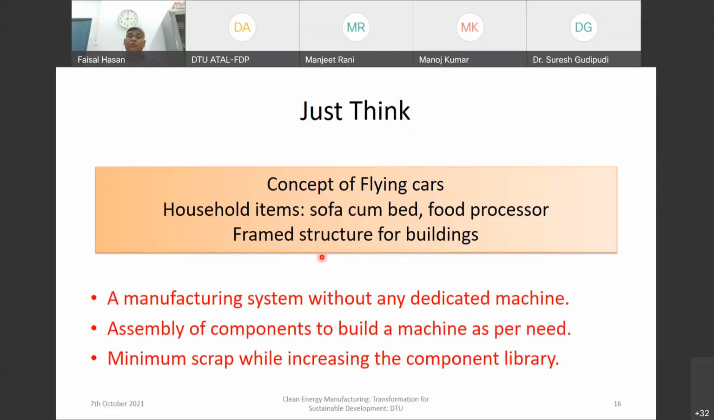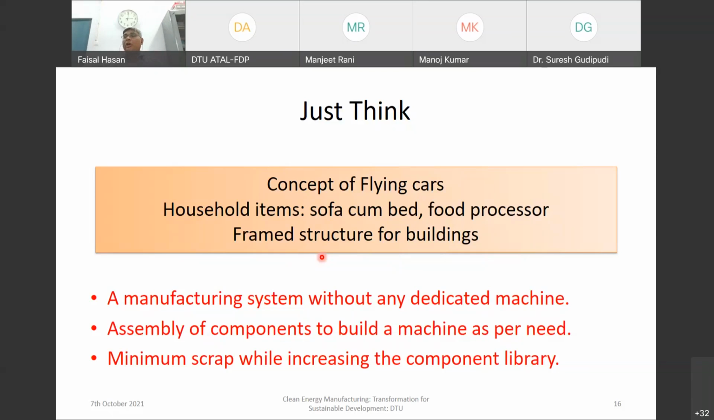Concept of flying cars, though not a very realistic concept, but we have seen this concept in movies also, and a lot of videos on social media you might have seen where a car is being converted into a flying car as per the need. Then a few of the items which are available in our households, like sofa cum bed. So at times we are using this as a sofa, and at times we are using this as a bed.